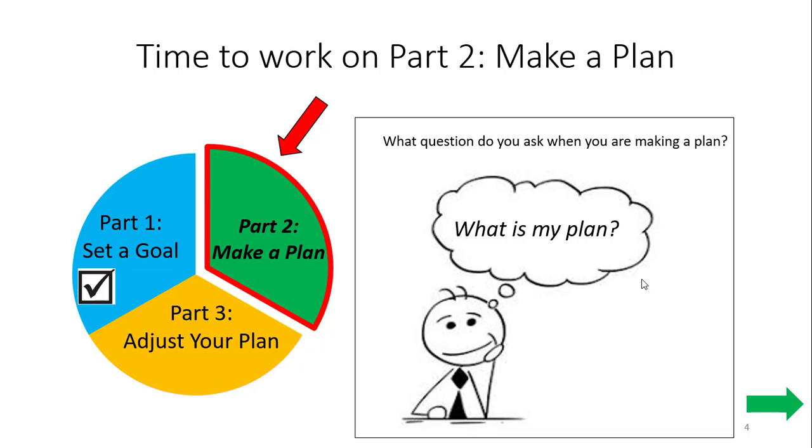So now we're working on part 2. Remember I said you're in part 2. You've already completed part 1, set a goal, and now you're halfway through part 2, make a plan. Soon you'll be moving into part 3, adjust your plan. What question do you ask yourself when you're making a plan? What is my plan? The question you ask yourself when you're making a plan is, what is my plan?